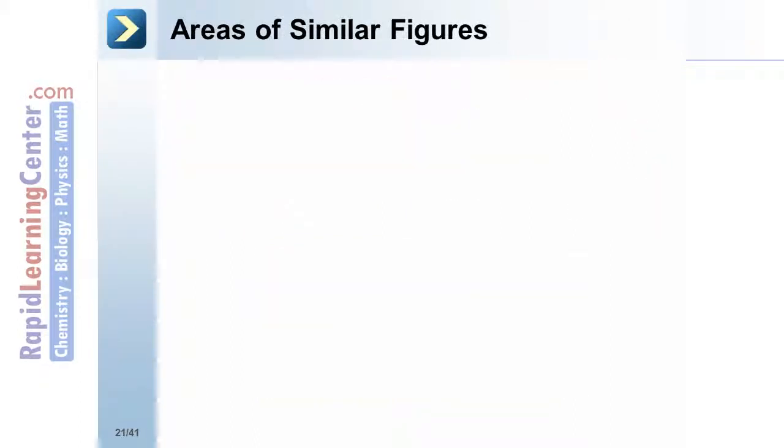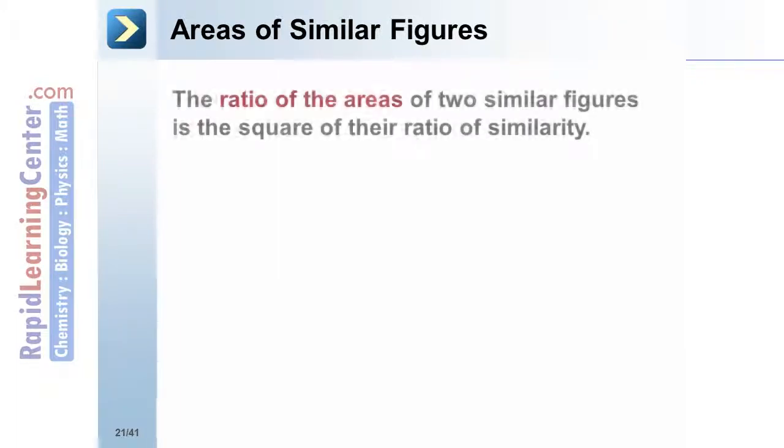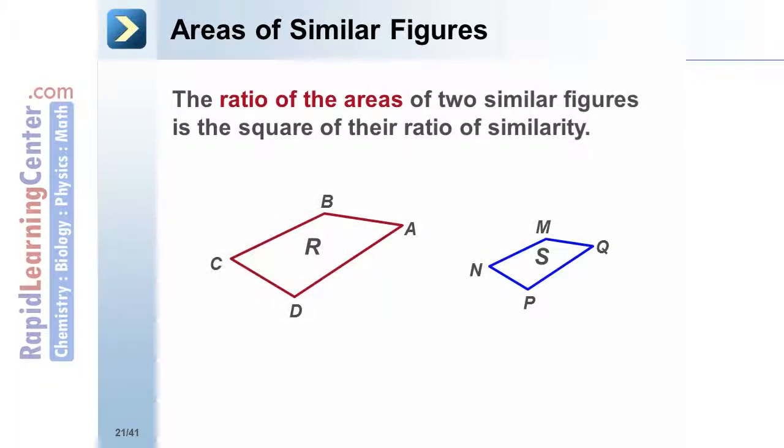Areas of similar figures. The ratio of the areas of two similar figures is the square of their ratio of similarity.